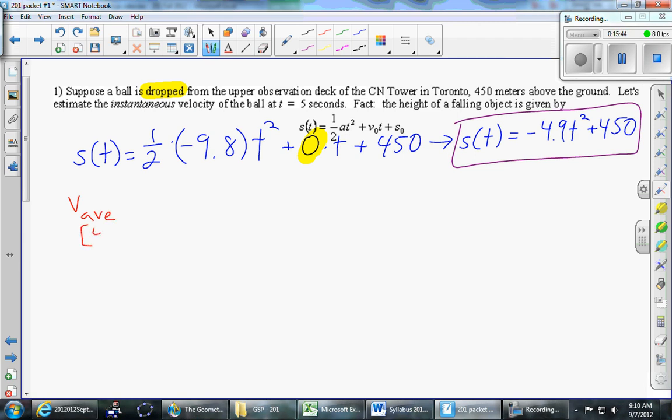between 4 and 5 seconds. That's how I'm going to write it. I'm going to try to get close to 5. We can't get exactly at 5, but let's look between 4 and 5 seconds. So our basic calculation is always going to be change in distance over change in time. That's what we know. Average velocity is change in distance, s, over change in time.